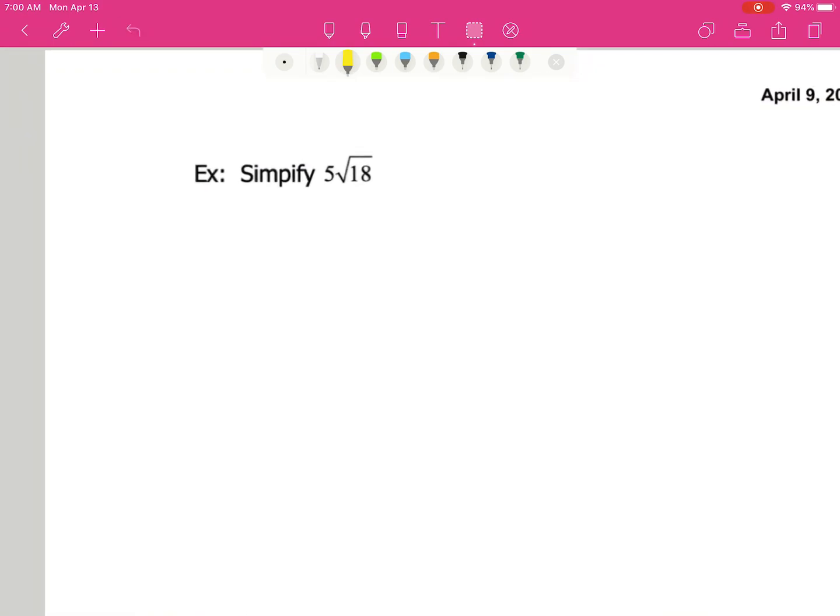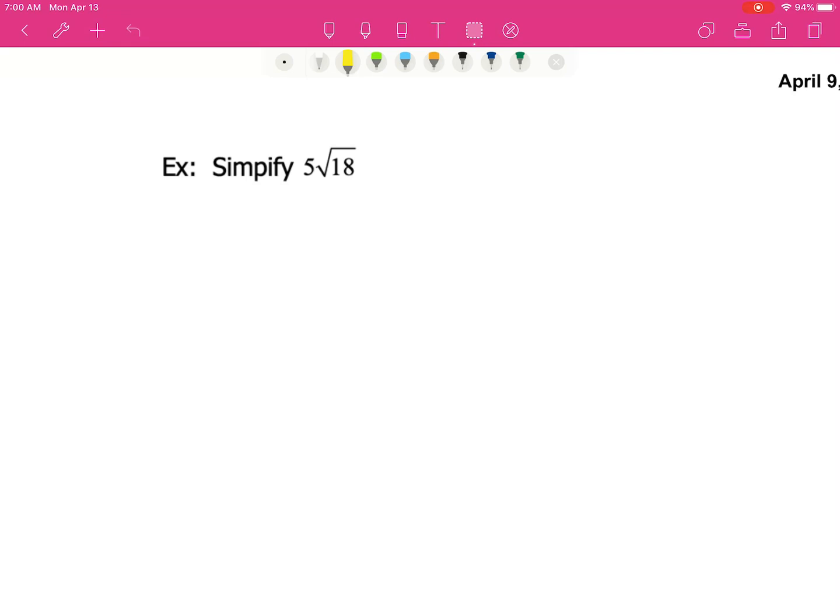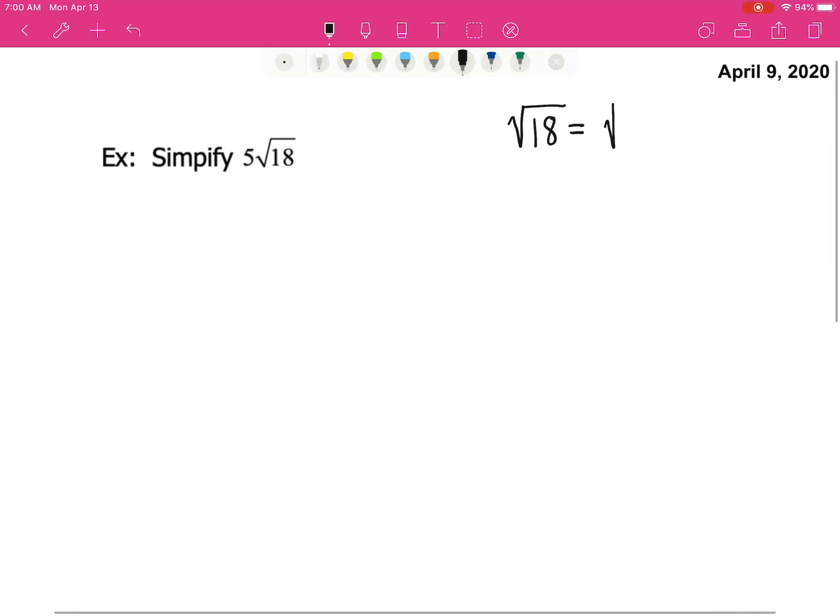First example, we're going to have 5 times the square root of 18. So 5 times the square root of 18, there is a perfect square underneath that radical. And the reason I know that is by, of course, experience. However, I'm going to rewrite the square root of 18 into a product of its prime numbers. So the product of its prime numbers are going to be 2 times 3 times 3. And the perfect square that's underneath that radical is 9.